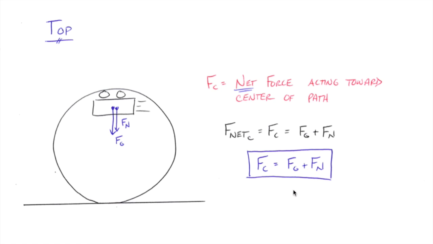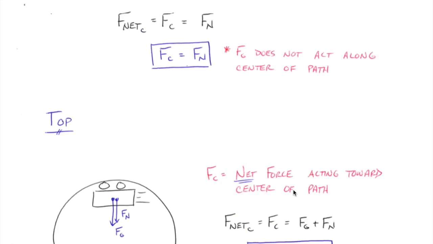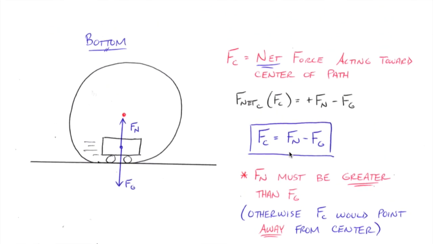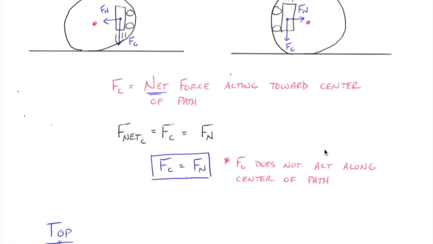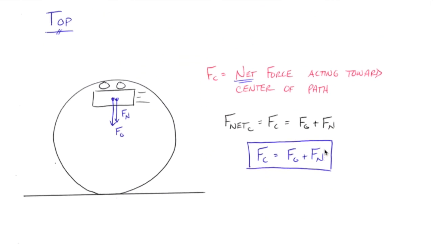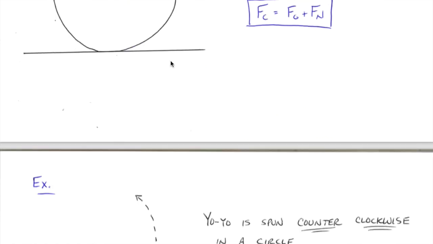So if you have a force pointing towards the center, it will be positive. A force pointing away from the center will be negative. A force not really in any way pointing towards or away from the center, you don't consider. So you'll notice really quickly, at the bottom it's Fn minus Fg. On the sides it's just Fn. On the top it's Fg plus Fn. So it can tend to be a little bit confusing, but if you draw the free body diagram and you look at the forces that are acting on that object and the direction they're pointing, it does tend to clarify a lot of this for you.